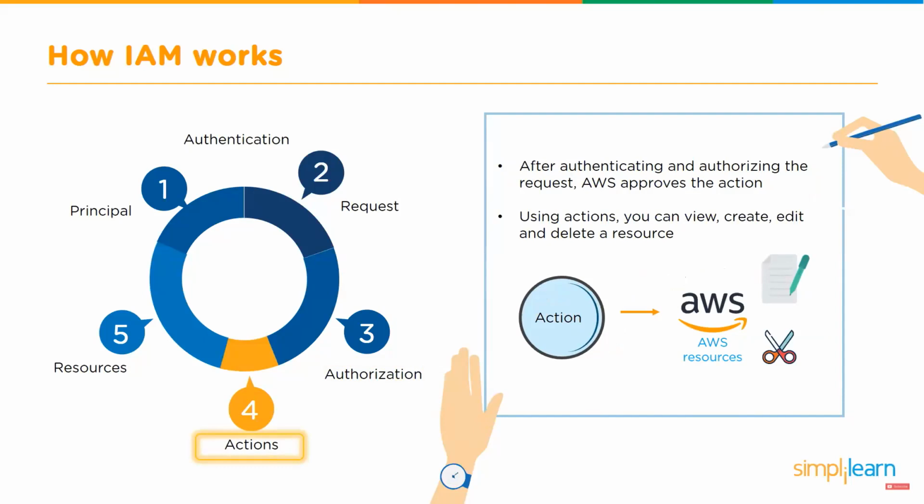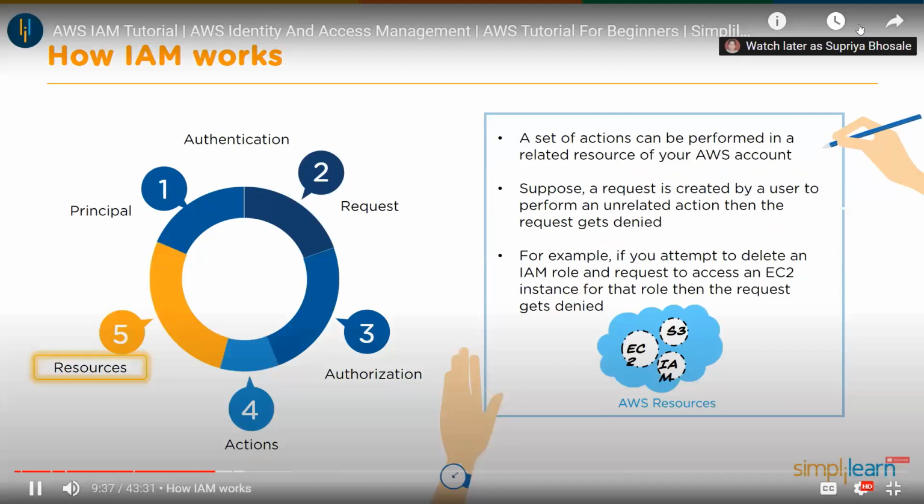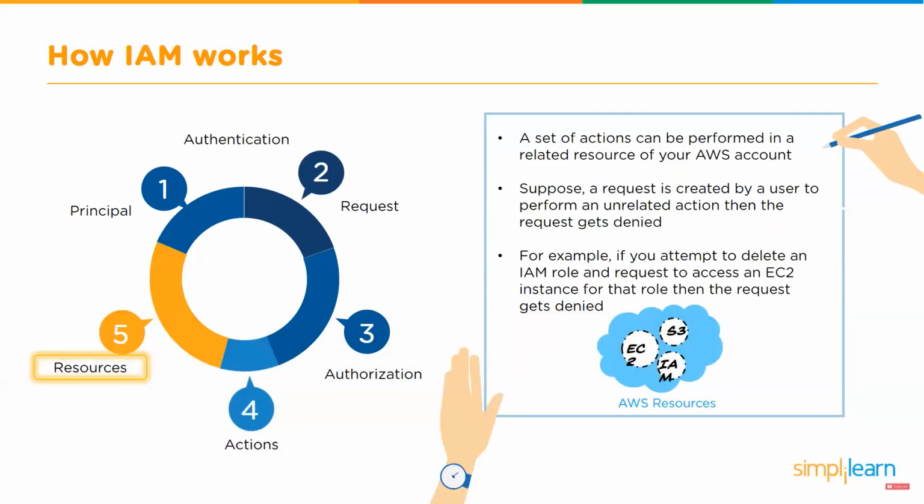That's all based on the action that I'm allowed to do. Now that was about actions. Now where is the action performed? The action is performed on the resources. A set of actions can be performed on a resource, and anything that's not mentioned in the action, or anything that's not tagged with the action and the resource, they don't get to complete.